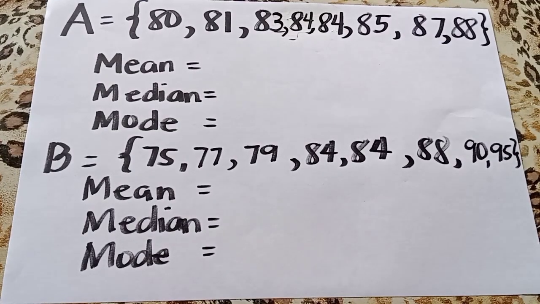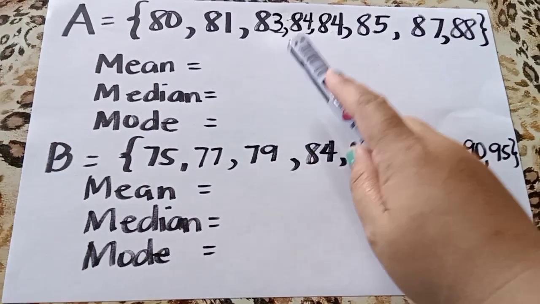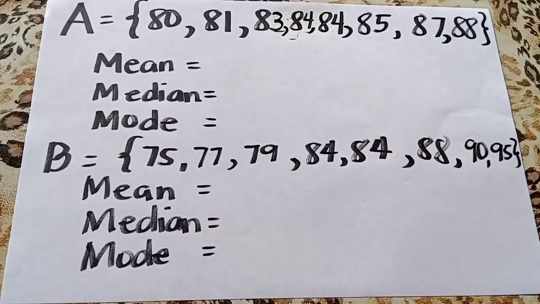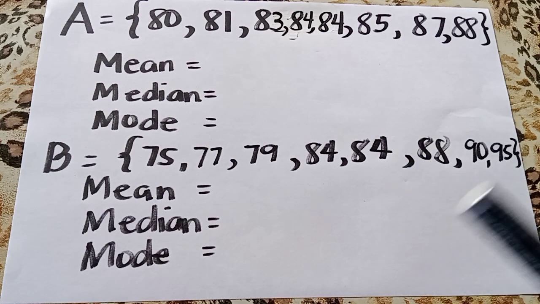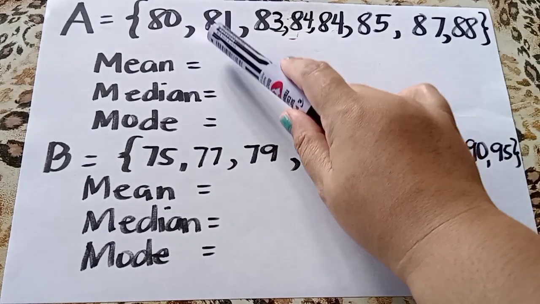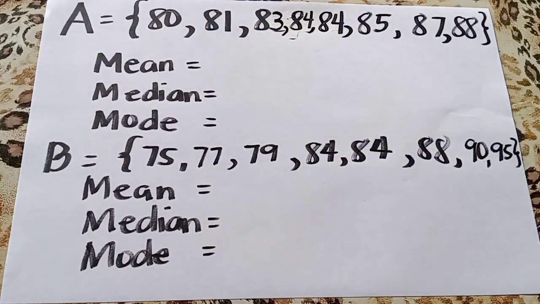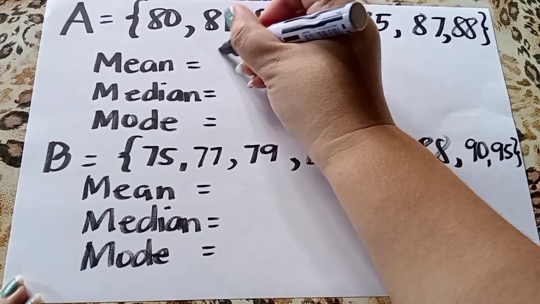Okay class, let us consider two sets of data. In set A, we have 80, 81, 83, 84, 84, 85, 87, 88. Now let's find the mean. When we say mean, that is the average. If we add 80, 81, 83, 84, 84, 85, 87, 88 and divide by 8, we get a mean of 84.